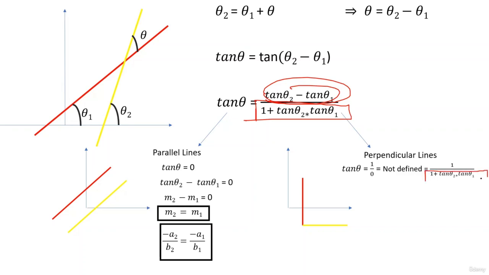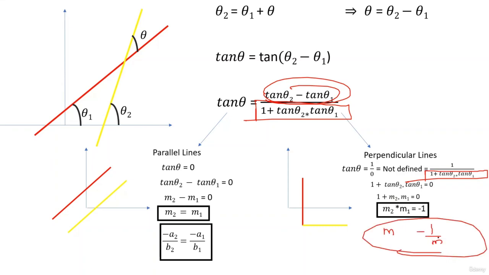So basically 1 plus tan theta 1 theta 2 should be equal to 0. Or 1 plus m1 m2 is 0, or m1 into m2 is minus 1. So always remember, guys, whenever two lines are perpendicular, the product of their slopes is simply equal to minus 1. And if the slope of one line is m, then what will the slope of the other be? The negative reciprocal. Remember this, that's enough.